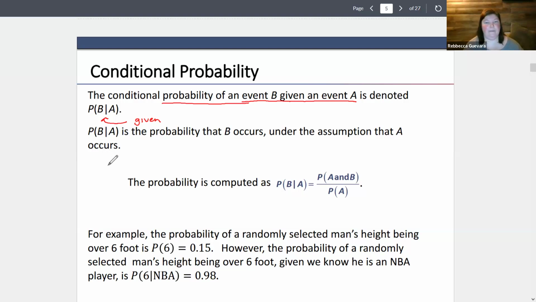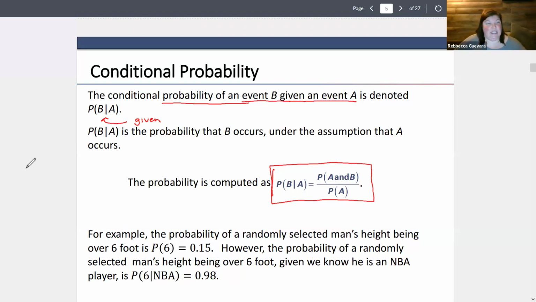So when we compute these probabilities, it makes it look more like we're talking about a quotient, and kind of are, just not the way it looks. This is really just the probability of A and B over the probability of A.